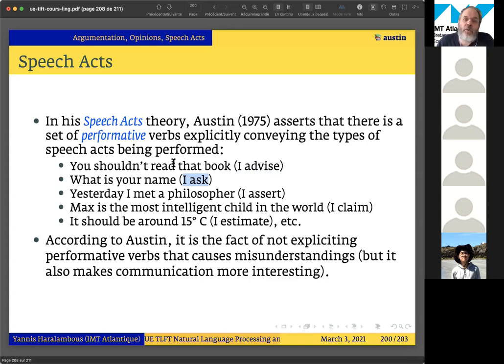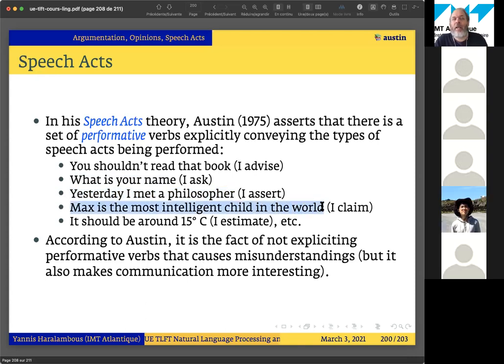So when I say you shouldn't read that book, it's not an order, but it's an advice. When I say, what is your name? Then I'm asking, I'm emitting a query. When I say, yesterday I met a philosopher, I'm asserting something. When I say, Max is the most intelligent child in the world, I'm claiming something.